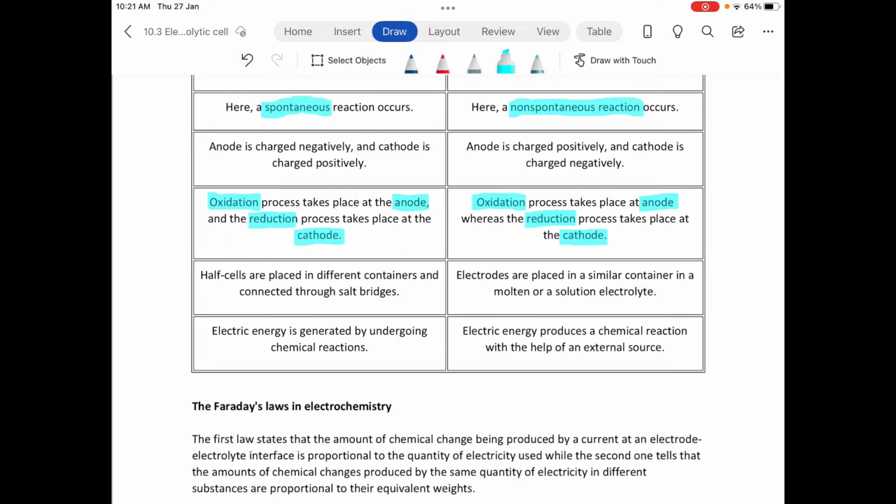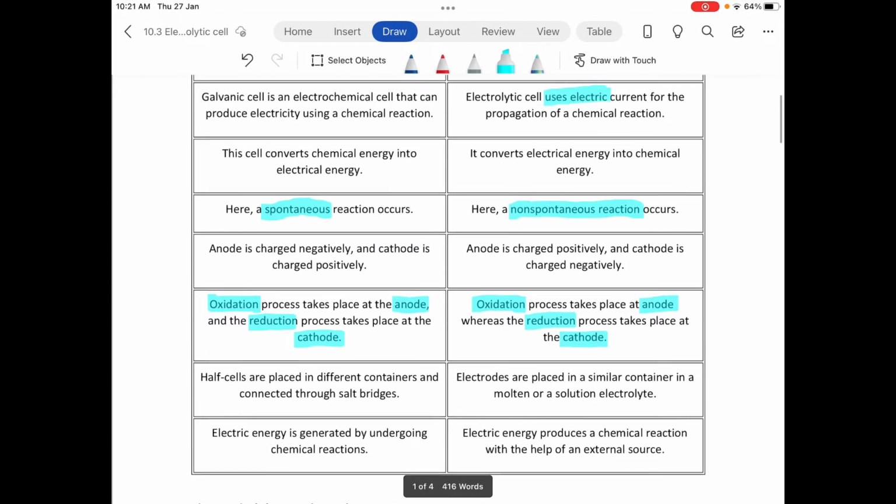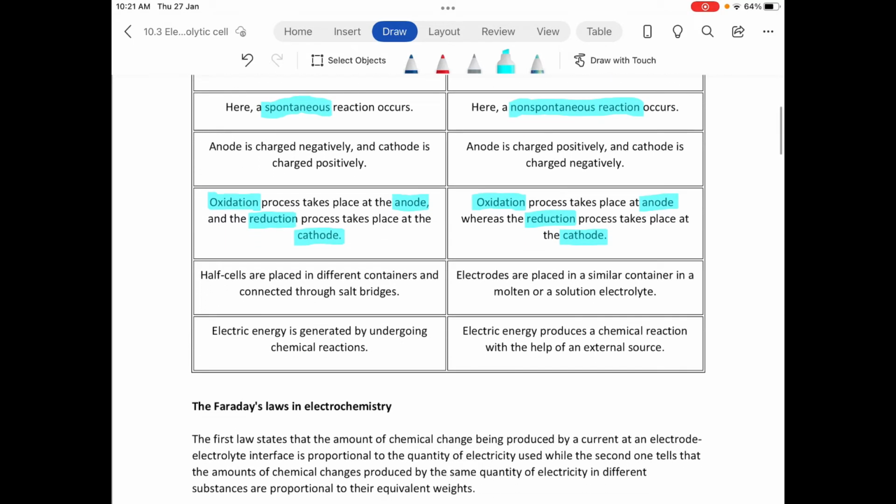Okay, as for its appearance, the construction of the cell itself. What we talked about earlier was all about the reaction. Now we talk about the appearance and the construction, how we build both cells. As for galvanic cell, half cells are placed in different containers and connected through a salt bridge. If you remember, we need two different containers to fill with two different solutions.